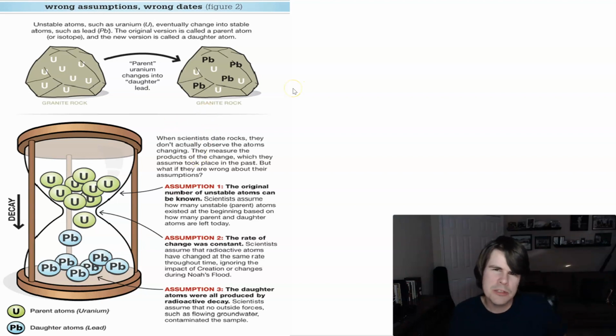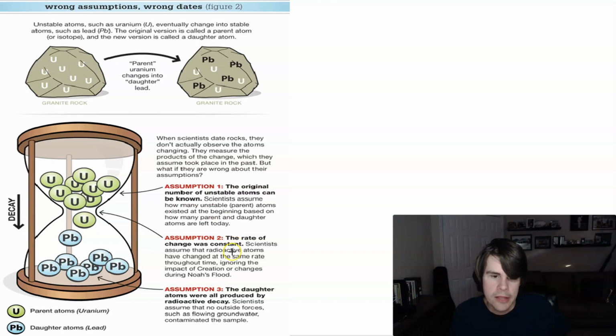But there's some assumptions being made with radiometric dating. This is a young Earth argument. Now, some Christians wouldn't have a problem with millions of years, and some Christians would. It's a fun debate to have. But first off, can the original number of unstable atoms be known? In order to date something, you have to know how many were there in the first place.